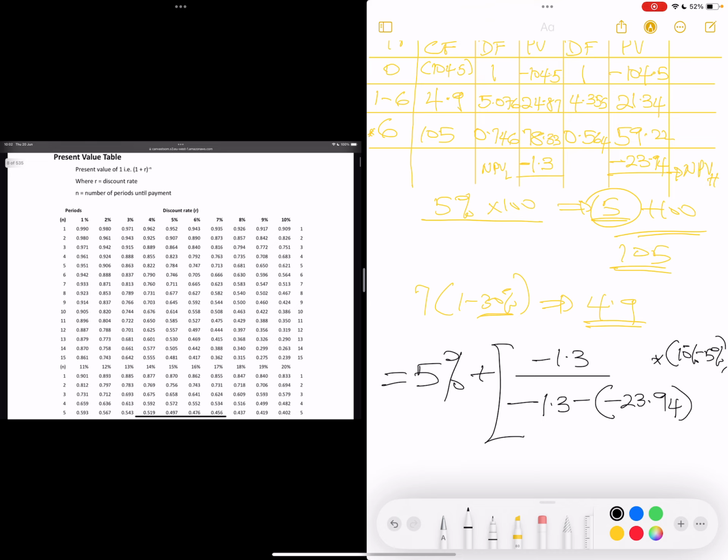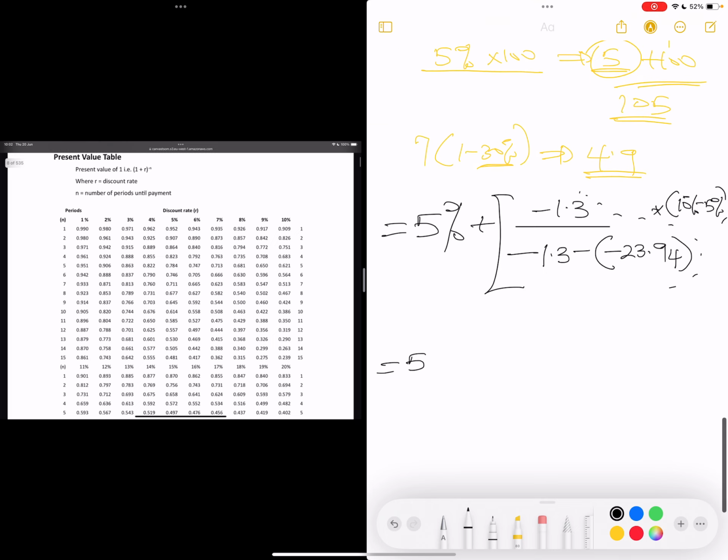So let's deal with this part first. All right, so we know that 5% is constant plus minus 1.3, one step at a time, divided by minus 1.3 minus minus 23.94. That gives divided by 22.94. Then multiply by 5%.